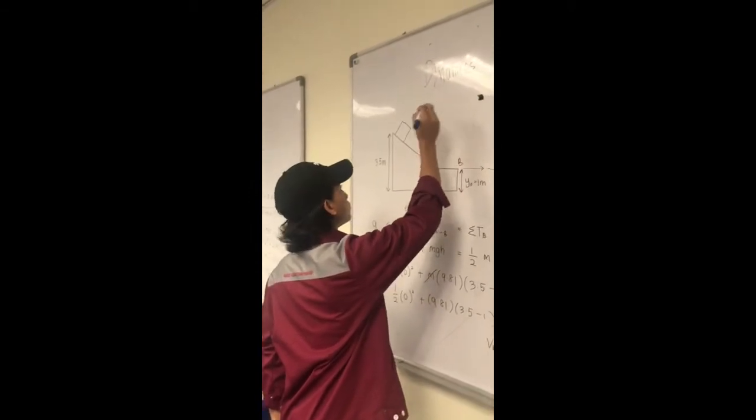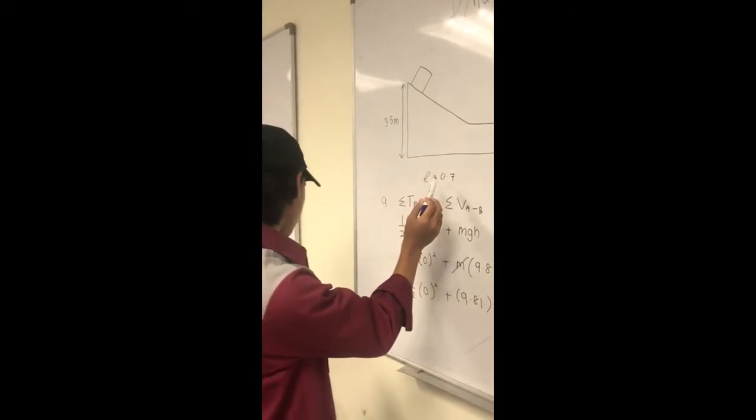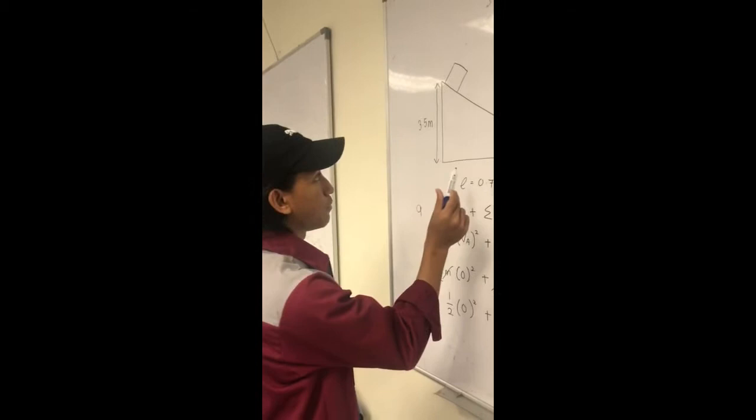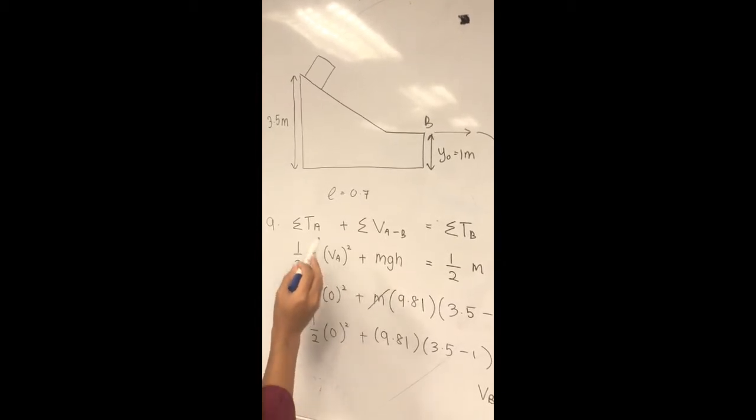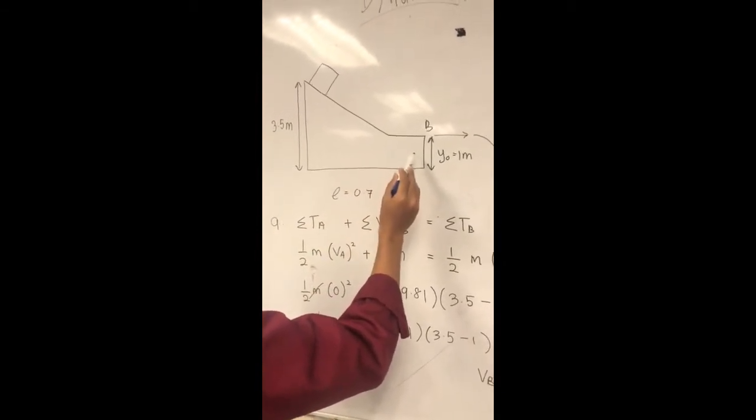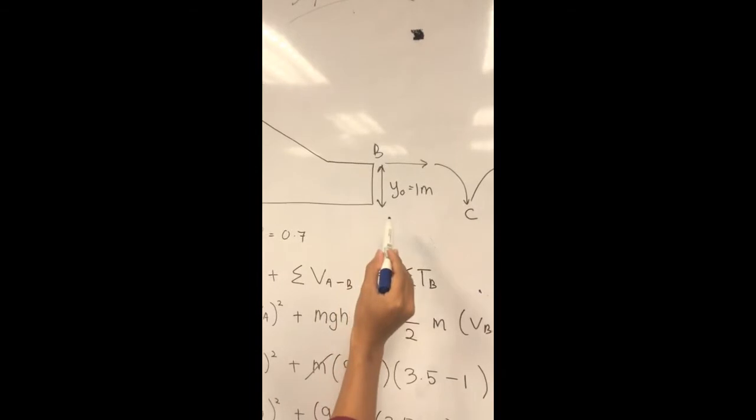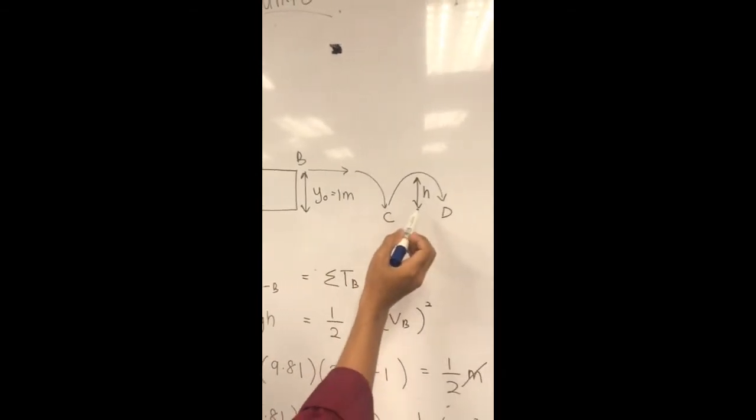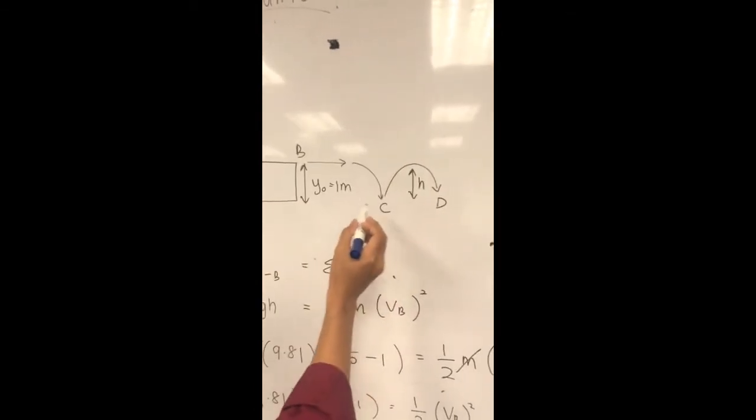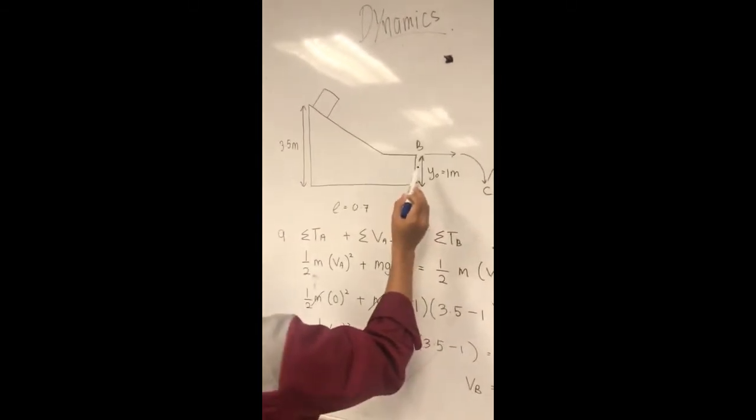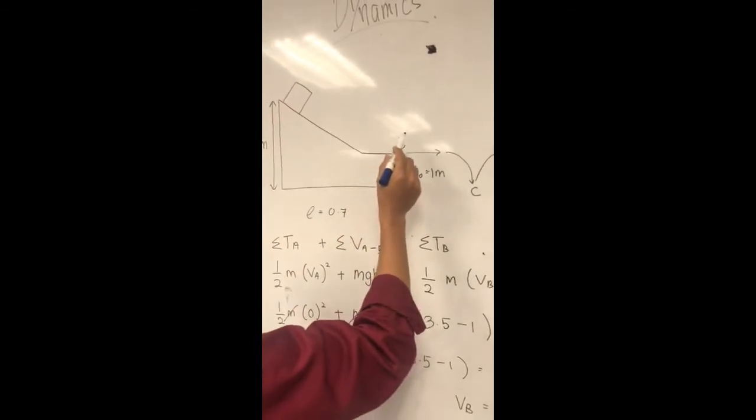Okay, I will explain part B, question 2. So this is question 2 part B. As we can see here, this is the FBD. From this FBD, the object slides down due to gravity force. It passes through B and falls to point C with velocity B, and then it will bounce to point D with velocity C. The height between point A and point B is 3.5 minus 1 meter, which is 2.5 meter.